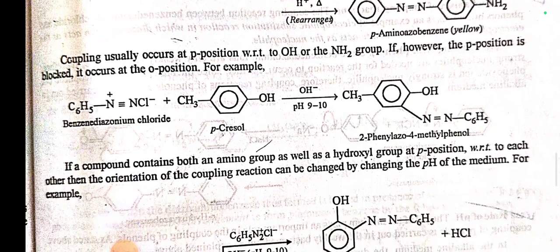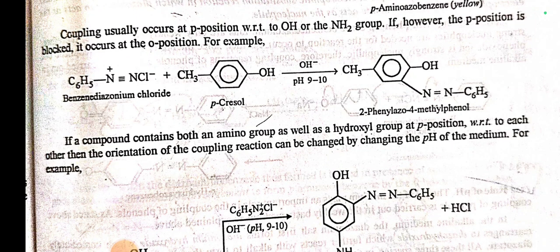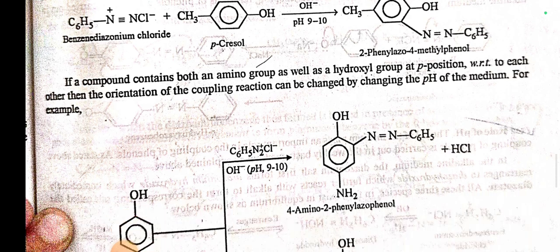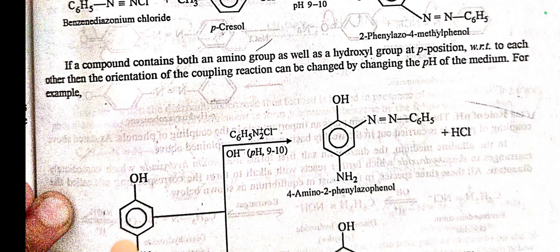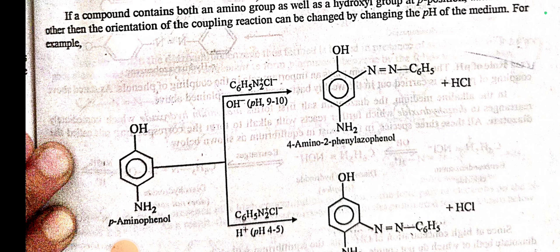Coupling usually occur at para position with respect to OH or the NH2 group. If, however, the para position is blocked, it occurs at the ortho position. For example, benzene diazonium chloride plus para-cresol in presence of OH negative at pH 9 to 10 gives 2-phenylazo-4-methylphenol. If a compound contains both amino as well as hydroxyl group at para position with respect to each other, then the orientation of coupling reaction can be changed by changing the pH of medium.